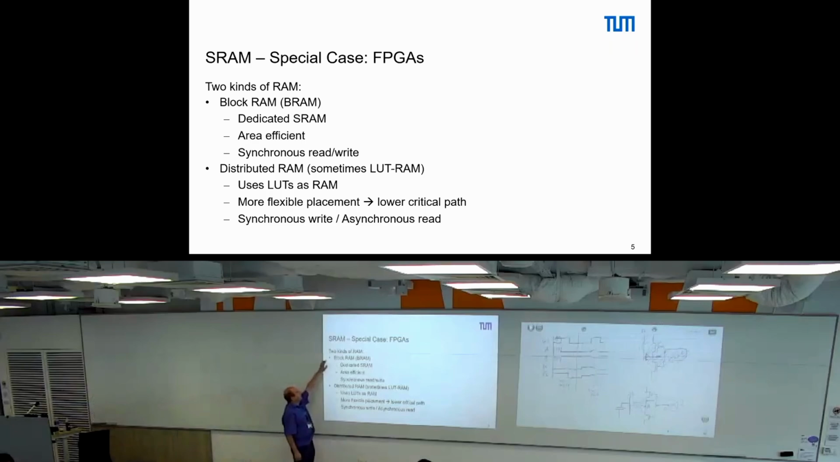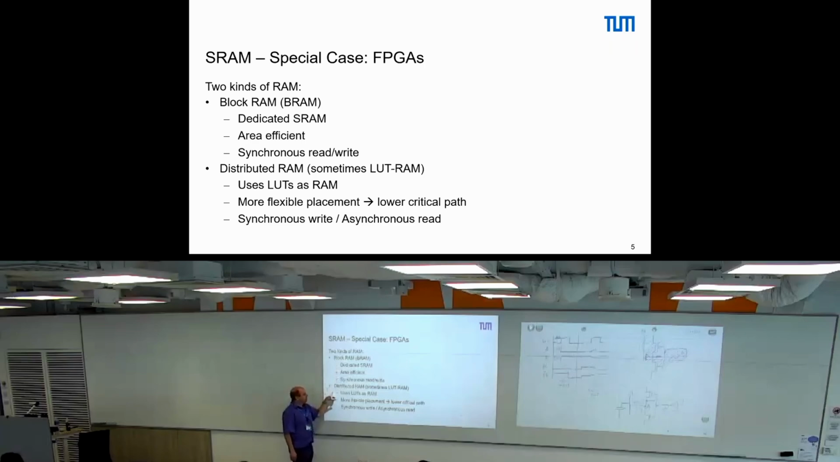Now, this is a little bit of a side note for the FPGA. For the FPGA, we have these block RAMs, which is just classical SRAM with a specific interface, but at the end it's just classical SRAM. This is quite area efficient. They are dedicated building blocks that are quite small. It is synchronous read-write, so we can write with a rising edge or falling edge, and read with rising and falling edge. And in most of the cases, it's the best choice.